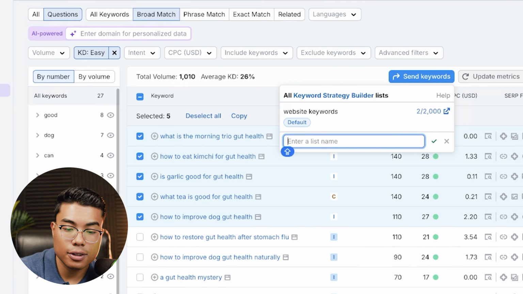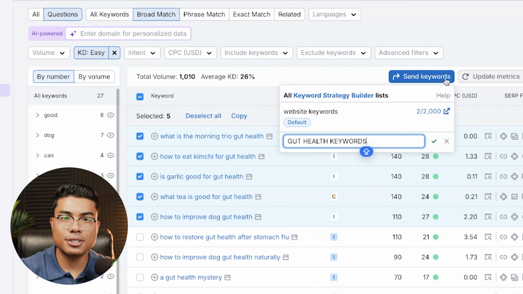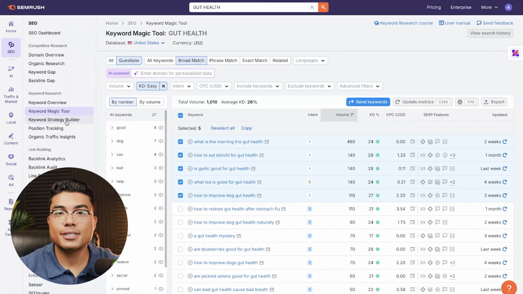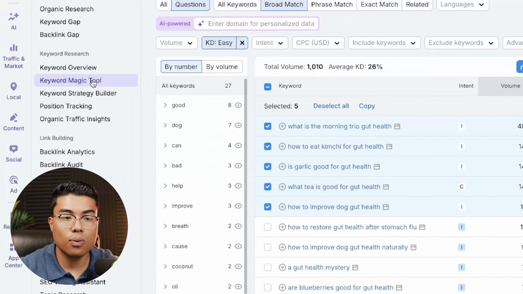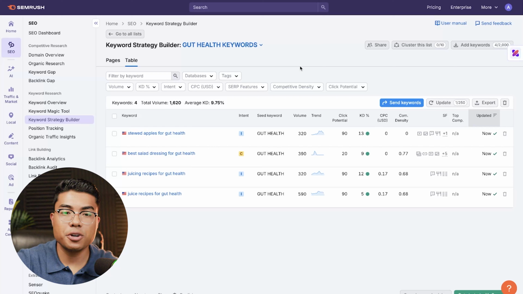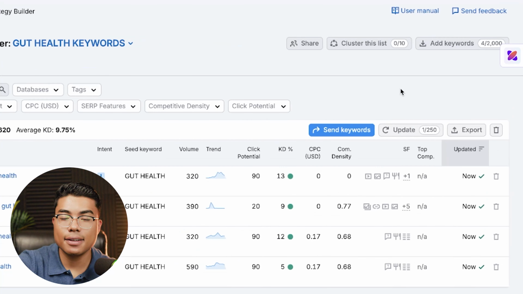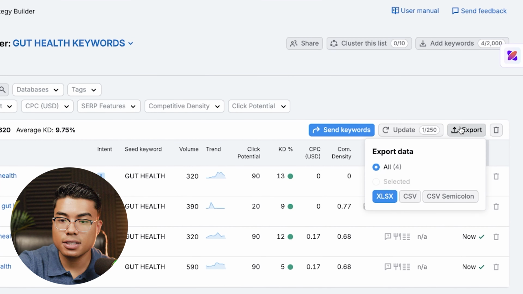I'm going to go ahead and call this gut health keywords just to make it easier for me to find. And then I'm just going to go ahead and send them right over there. Okay, so in order to find that list, you can just go right under keyword magic tool to where it says keyword strategy builder. So yeah, you'll be able to go ahead and find it inside the keyword strategy builder. As you can see, this is a list of gut health keywords that I went ahead and saved personally. And like I said, from here, you can export it as well if that's something you want to do.